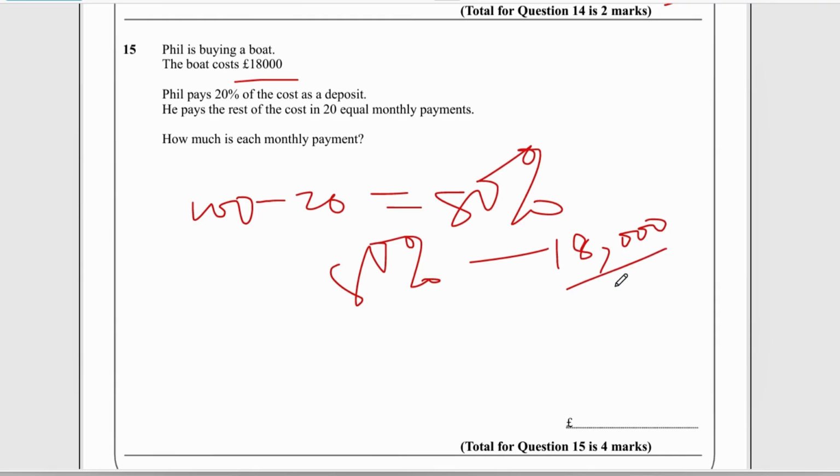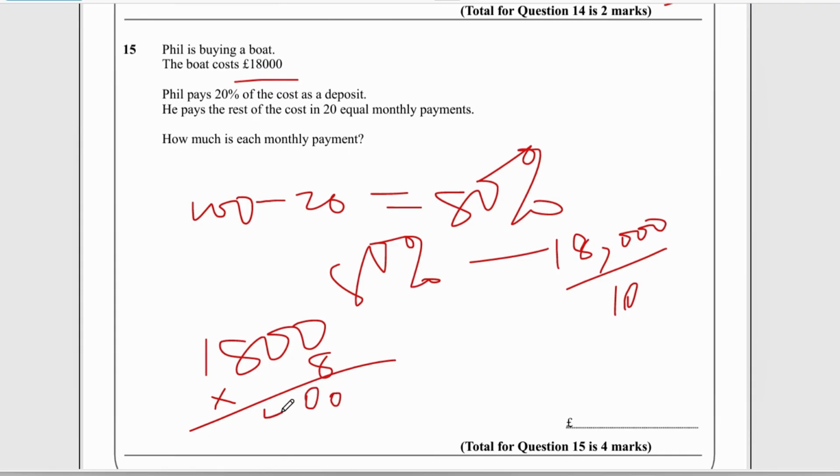18,000 divided by 10 will give you 1,800 for 10%. We need 80%, and 80% is 8 times 10%. So we know 10% is 1,800. Let's multiply by 8. This is 0, this is 0. 8 times 8 is 64, 4 carries 6, and 8 times 1 is 8, plus 6 gives 14. So this is 14,400 for the 80%.